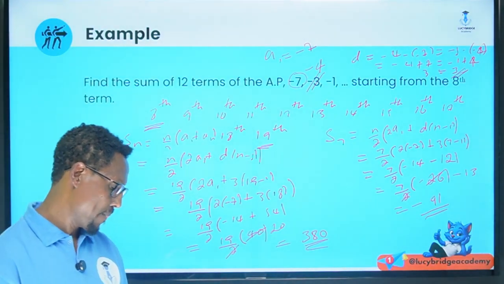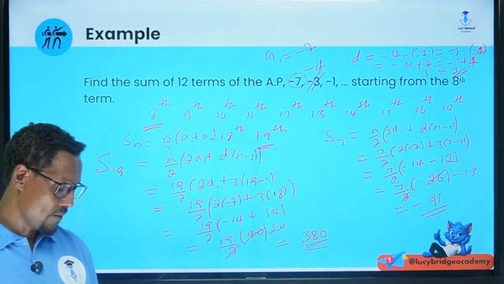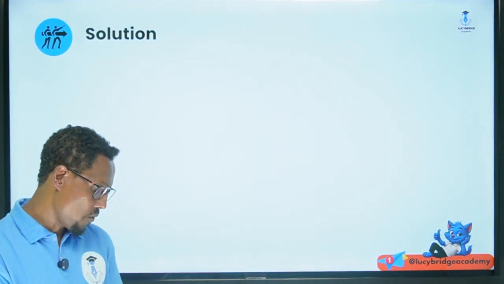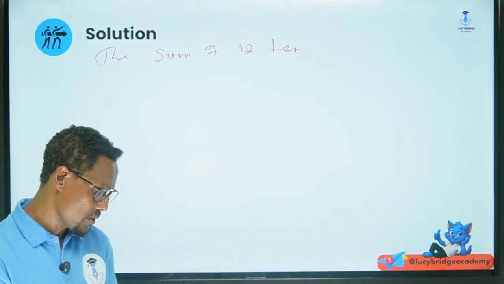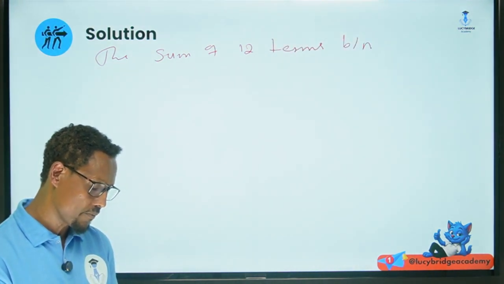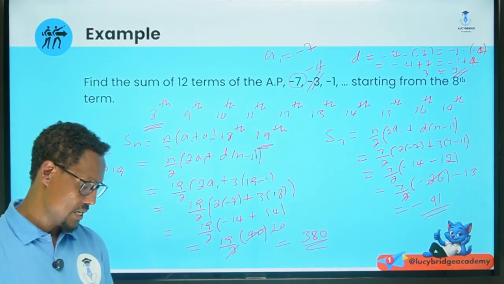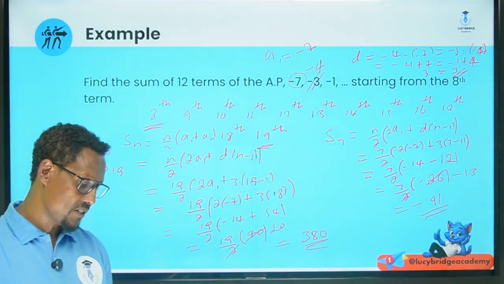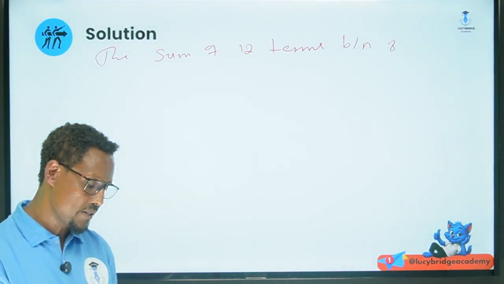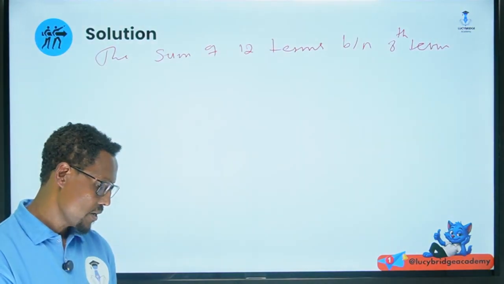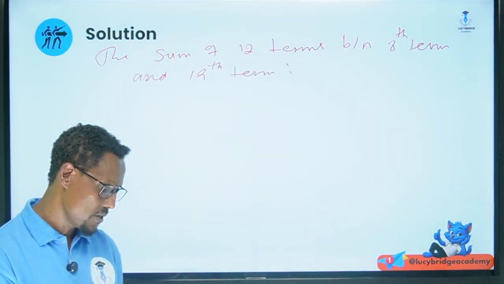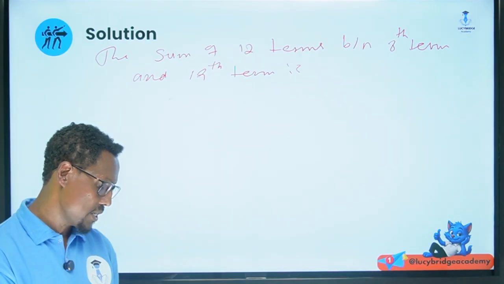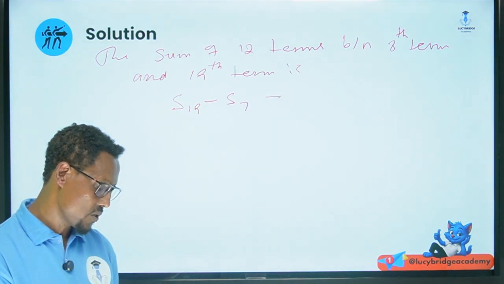Now find the sum of 12 terms between the 8th term and the 19th term. That is S19 minus S7.